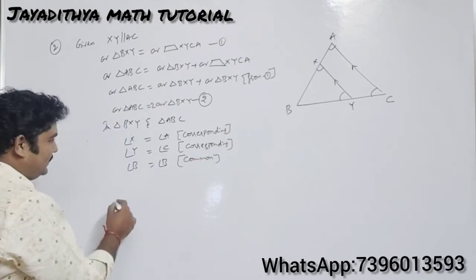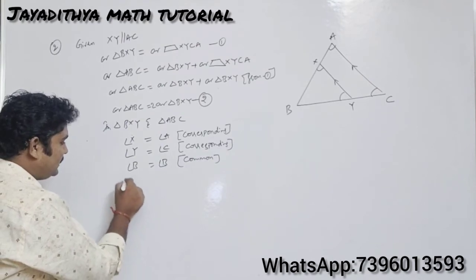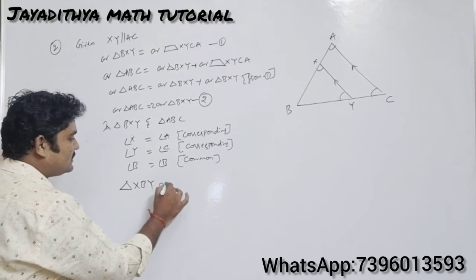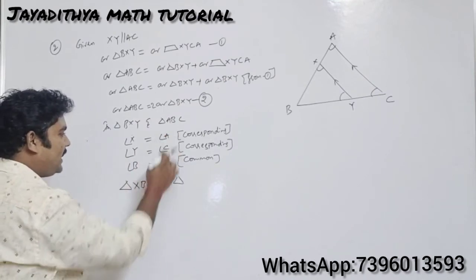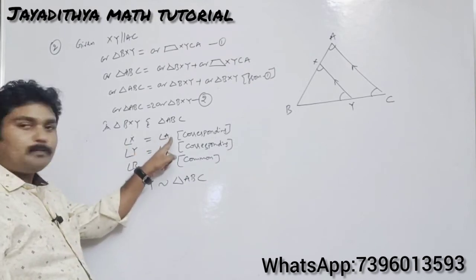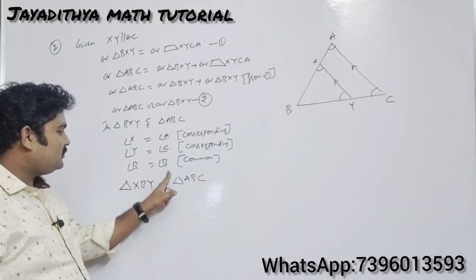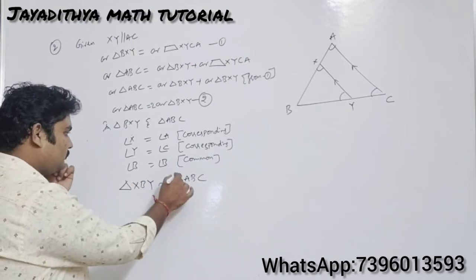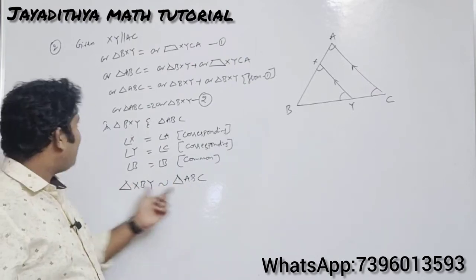Therefore, what can you write here? So I am writing like this: triangle XBY is similar to triangle ABC. Nana. Can I write it or not? So see here, X is corresponding to angle A and B to B, and Y to C. Just for our clear representation, I have taken like this.